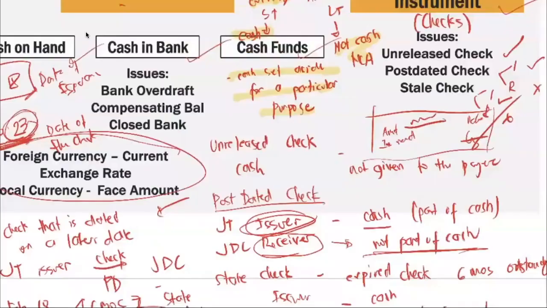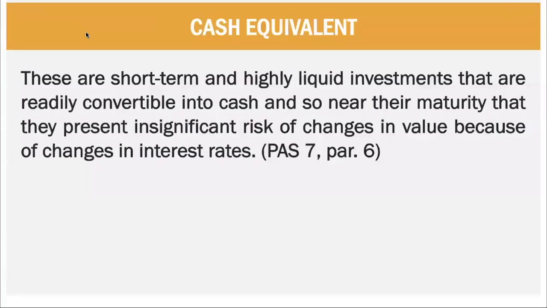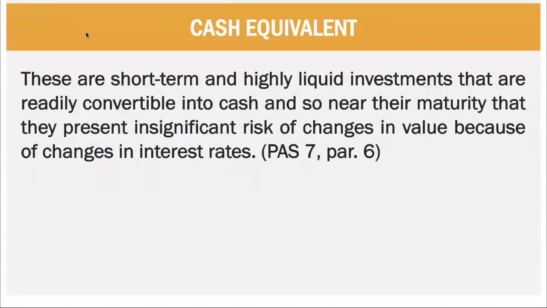Next, we proceed now to cash equivalent. So what is a cash equivalent? Your cash equivalents are short-term, highly liquid investments that are readily convertible into cash and so near their maturity that they present insignificant risk of changes in value because of changes in interest rates. The definition of your cash equivalent is provided by PAS 7, which is your statement of cash flows. Take note, they are short-term and highly liquid investments.